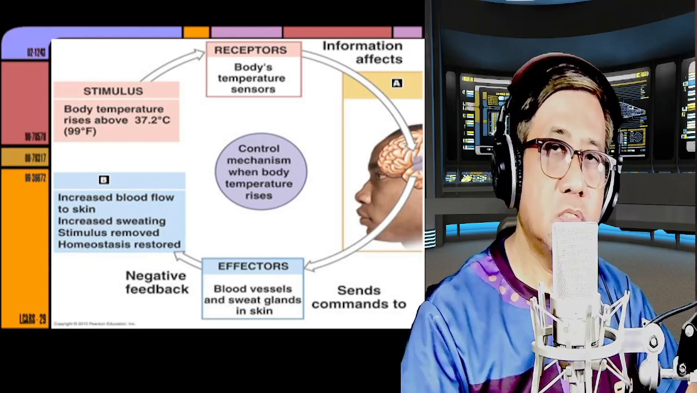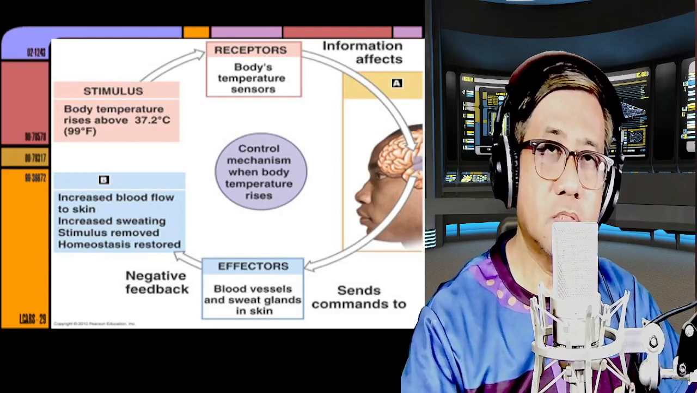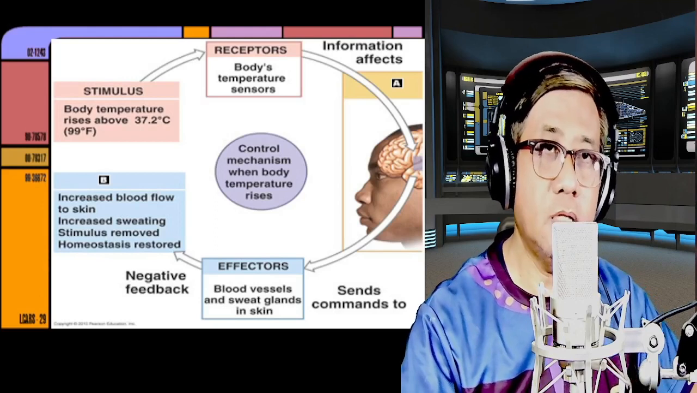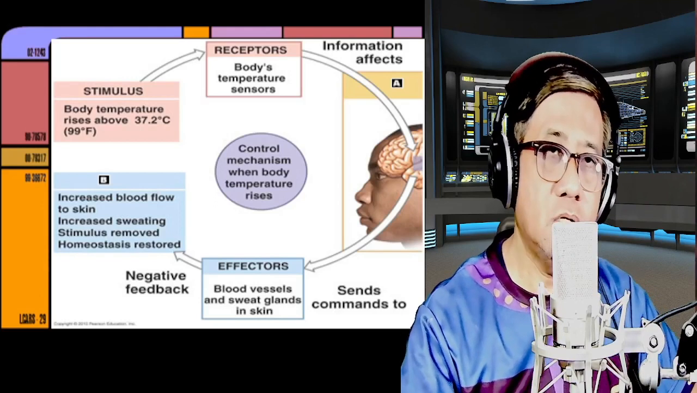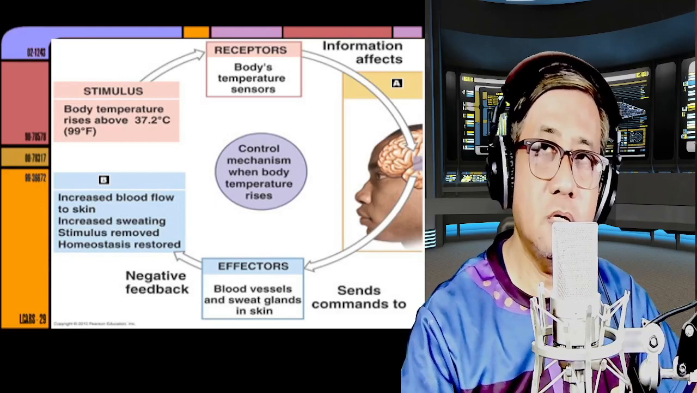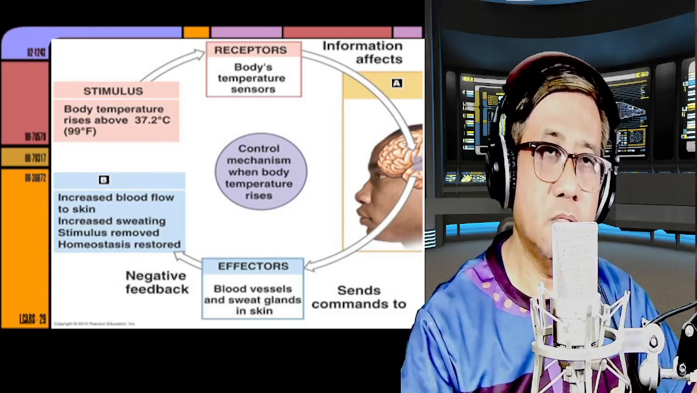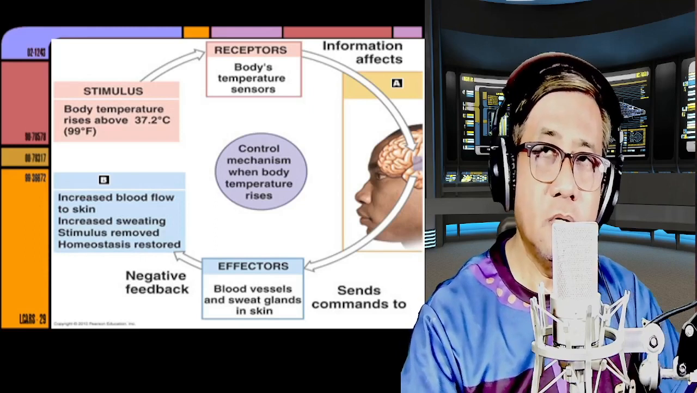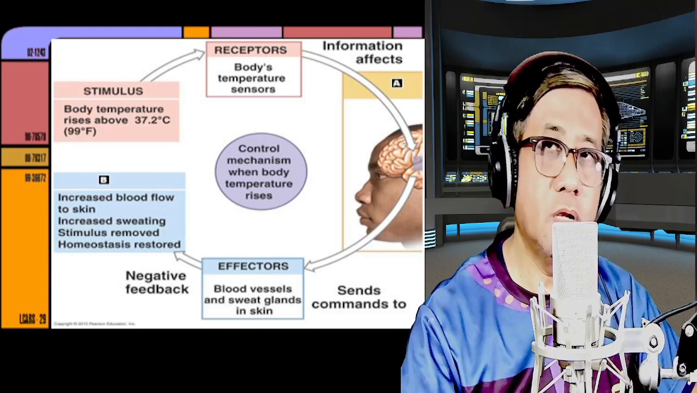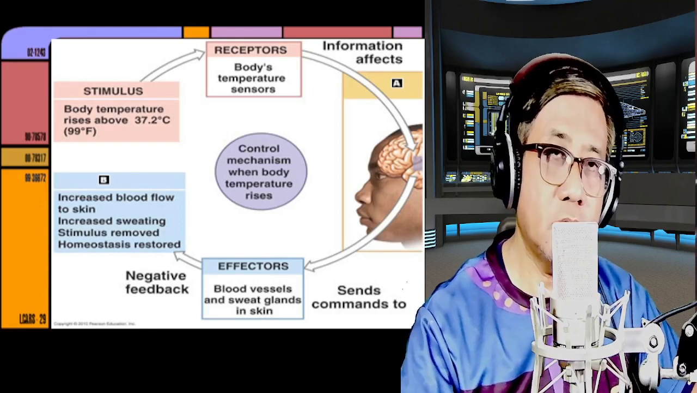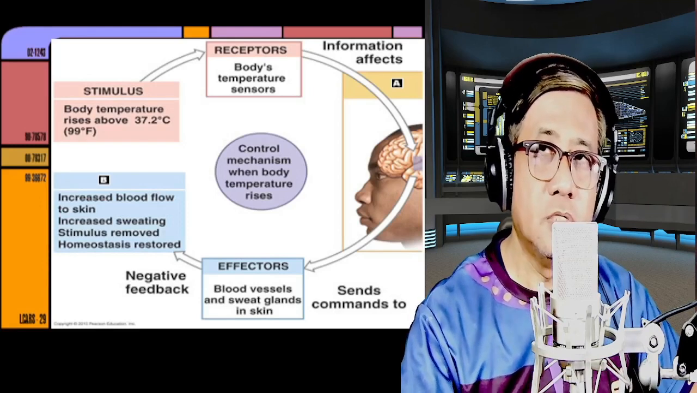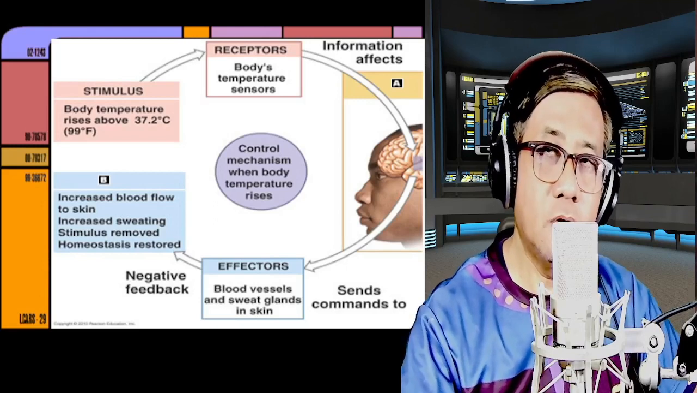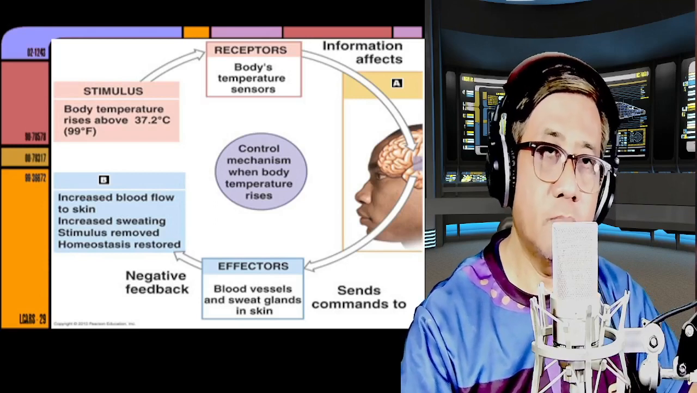So in this case, the brain will command the muscles of the blood vessels to dilate. So dilation increases blood flow to the skin, eliminating excess heat. Alright, and also the skin is instructed to produce sweat glands. So sa skin natin may mga sweat glands that produces sweat. So sweating will further lower down the body temperature through evaporative cooling.